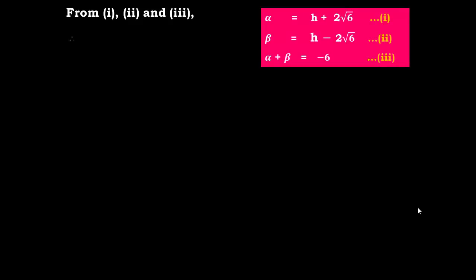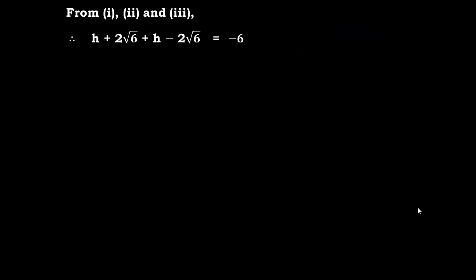So we can write h plus 2 root 6 plus h minus 2 root 6 is equal to minus 6. 2 root 6 minus 2 root 6 get cancelled. So h plus h, 2h. 2h is equal to minus 6. h is equal to minus 6 upon 2, that is equal to minus 3. So we have h is equal to minus 3.